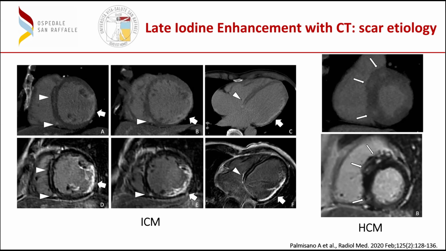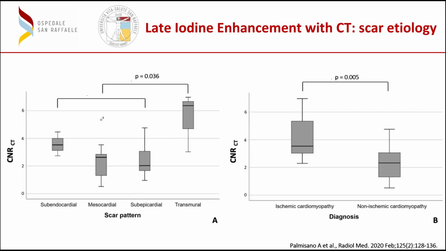And it was demonstrated by this paper, looking at the ratio of different scars with a subendocardial, mesocardial, or subepicardial distribution, or transmural distribution, but also based on the etiology, ischemic cardiomyopathy or non-ischemic cardiomyopathy. You can see that the contrast to noise ratio in patients with ischemic cardiomyopathy is significantly higher.